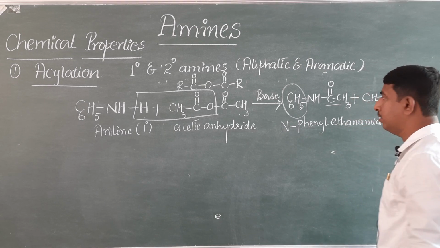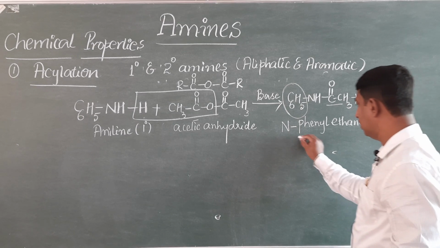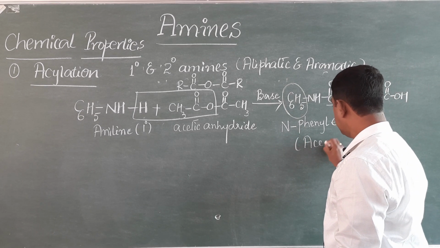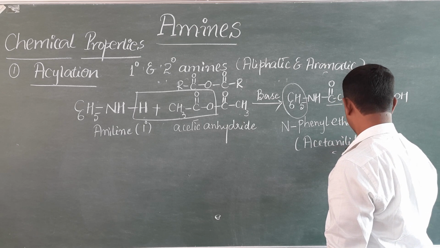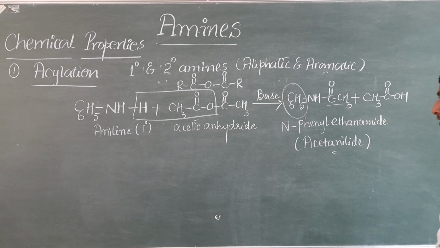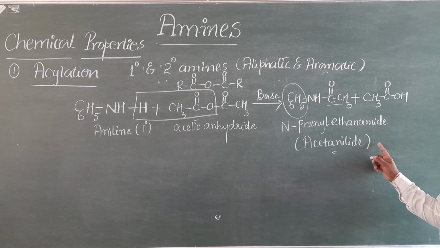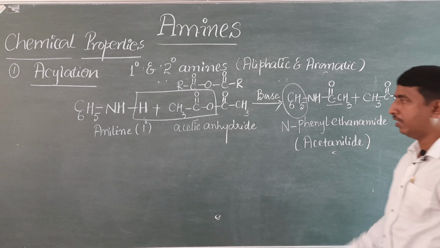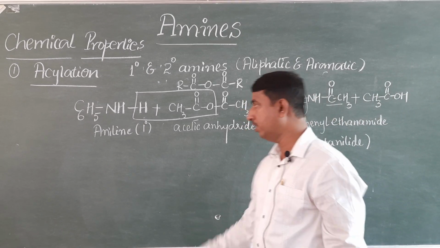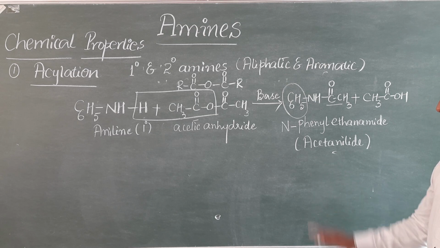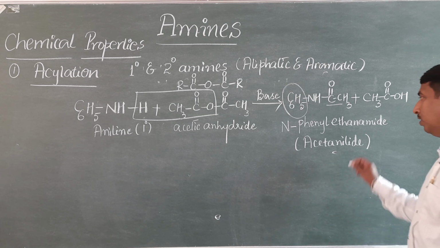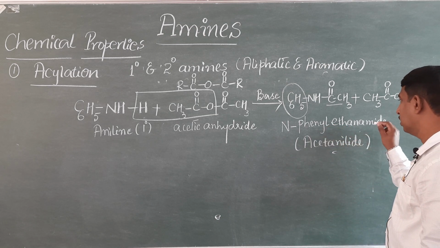N-phenyl ethanamide, also called acetanilide. This is the product obtained when aniline reacts with acetic anhydride or acetyl chloride. We will get this product, N-phenyl ethanamide.